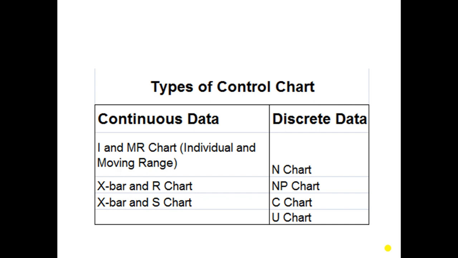Now the types of control chart based on the classification of data. For continuous data, the charts are I and MR, that is the individual and moving range chart, X bar and R chart, X bar and S chart. And based on discrete data, the charts are the N chart, NP chart, C chart, and U chart.